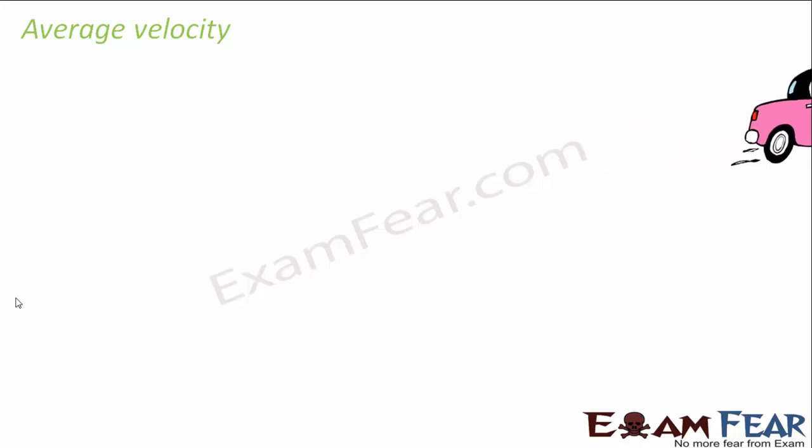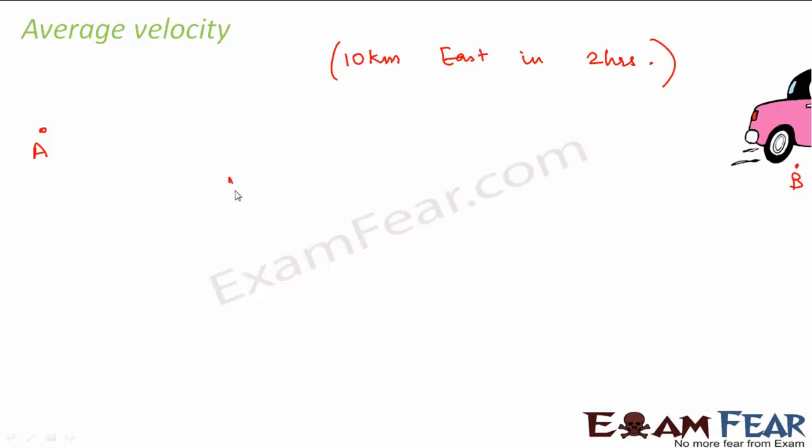So when I talk of velocity, let us take this example again. Let us suppose we have this car, and this car travels some 10 kilometers in the east direction in 2 hours. Now, irrespective of whether the velocity increases or decreases in between these 2 points A and B, what would be the average velocity for the entire journey? It would be the total displacement divided by the time taken.